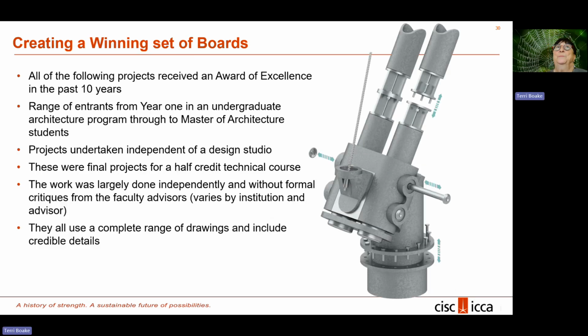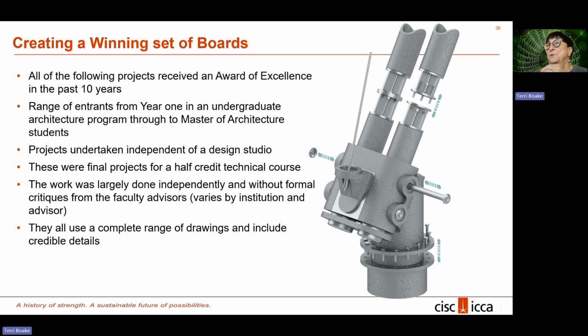So let's talk a little bit about how to create a winning set of boards. All of the following projects received an award of excellence in the past 10 years. There's a range of entrants that I've included from year one in an undergraduate architecture program through to Master of Architecture students. And so people are competing from all across Canada at various levels in their respective programs.